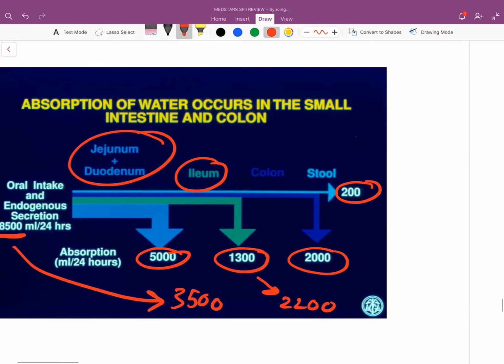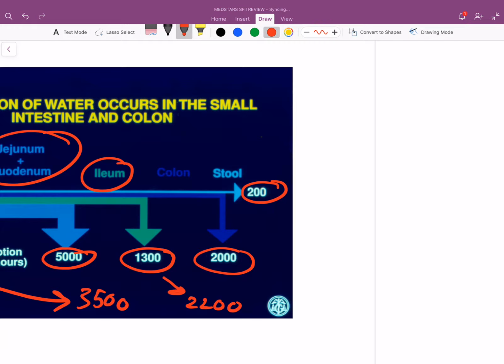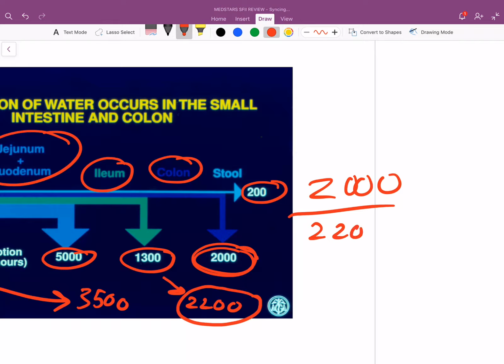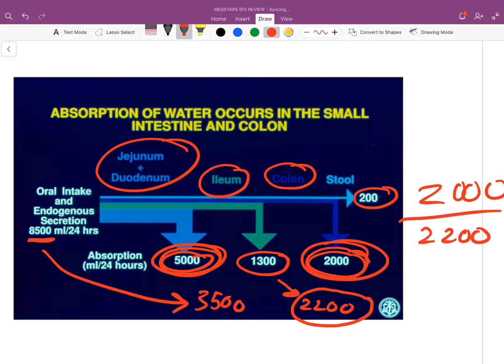So up until now, I'm sure many of you guys have heard that the colon is your major site for water absorption. And that's technically false. Because as you can see here, by the time you get to the colon, you have 2,200 milliliters. Of that 2,200 milliliters, 2,000 gets absorbed. So 2,000 over 2,200 is about 90%. We have 90% occurring in the colon.